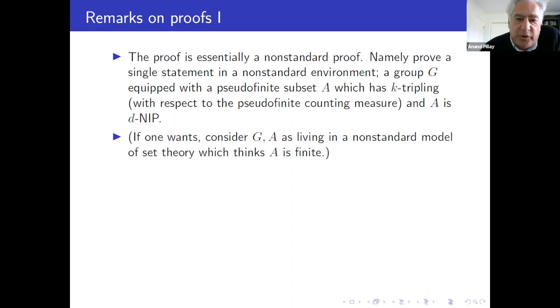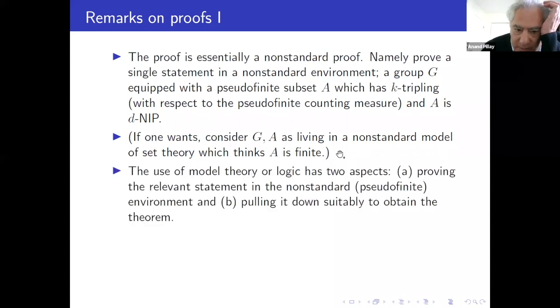When you think of this non-standard environment, it's nice to think of this pair G and A. One way of thinking about it, if you know a little bit of logic, is to think of G and A as living in a non-standard model of set theory, and that model of set theory thinks that A is finite. That's what it means. So A is an internal set in this non-standard model, and it has a cardinality, which is a finite number in the sense of this model of set theory. Another way of thinking about it is that G and A is an ultraproduct of a family of groups G_i with subsets A_i, where G_i is an arbitrary group and A_i is finite. There's also an ultraproduct way of doing it, but I'm not really an ultraproduct person.